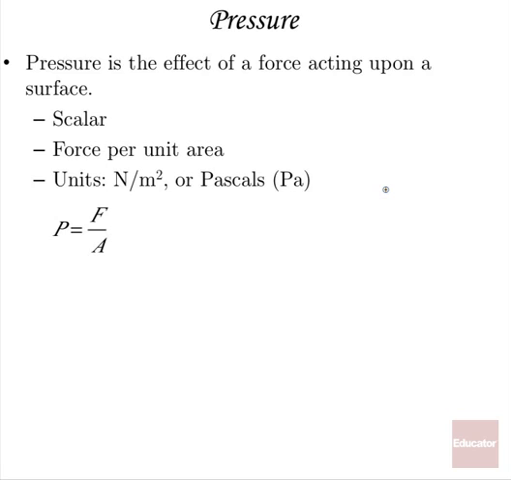So pressure. Pressure is the effect of a force acting upon a surface. It's a scalar, it's a force per unit area, and its units are newtons per meter squared, which are also known as pascals, which we typically abbreviate capital P little a. So if pressure is force per unit area, our formula for pressure is P equals F over A. Now it's important to note that the force is always perpendicular to the surface it's acting on.